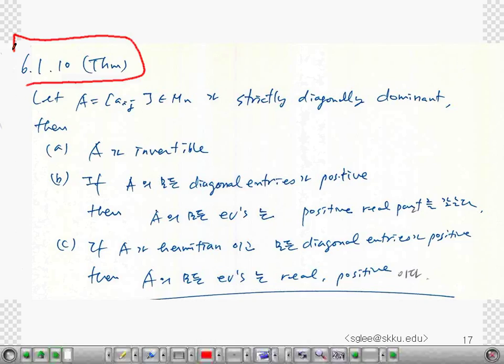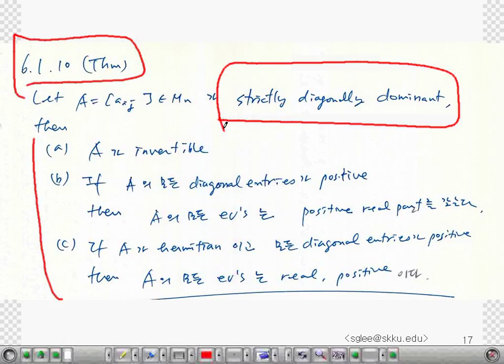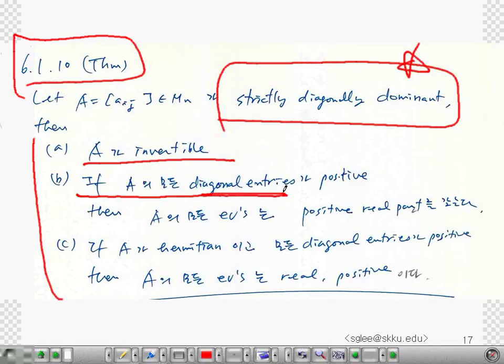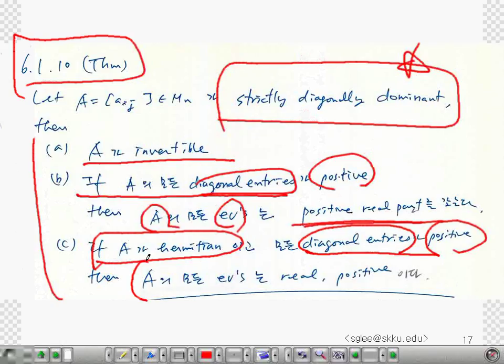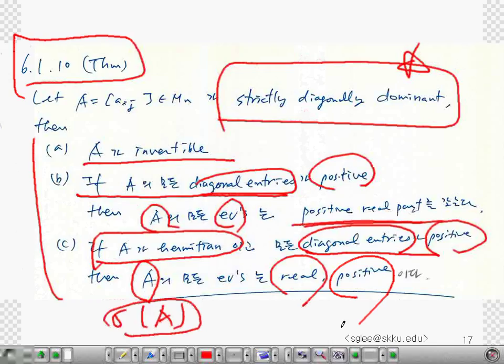If we combine all the previous observations, proofs, theorems and corollaries, this is what you have. This is actually the condition for the Gershgorin theorem, and we just write it in one sentence. If A is strictly diagonally dominant, then A is invertible. And if every diagonal entry is positive, then every eigenvalue of A has a positive real part. And if A is Hermitian and diagonal entries are all positive, then every eigenvalue of A is real and positive. Okay? This is what we have done so far.